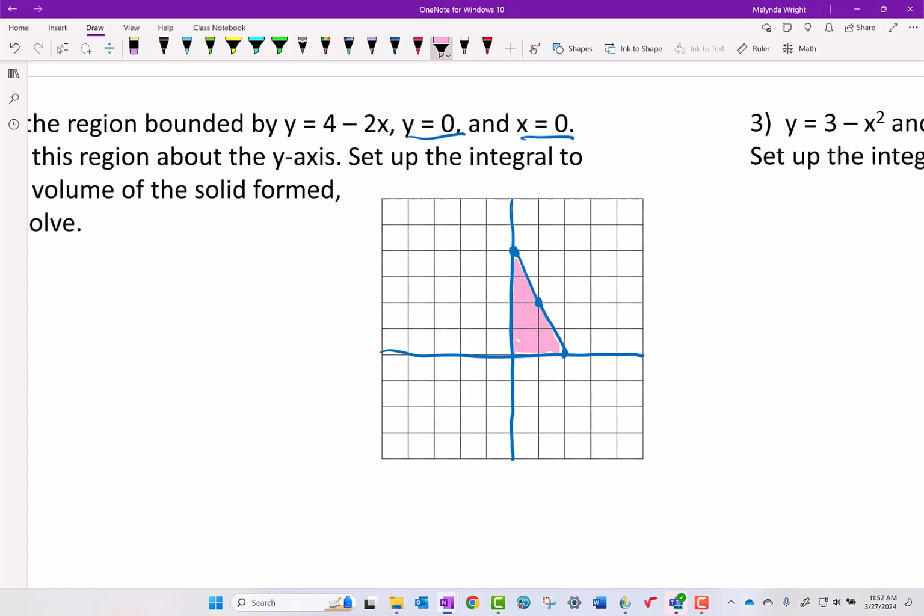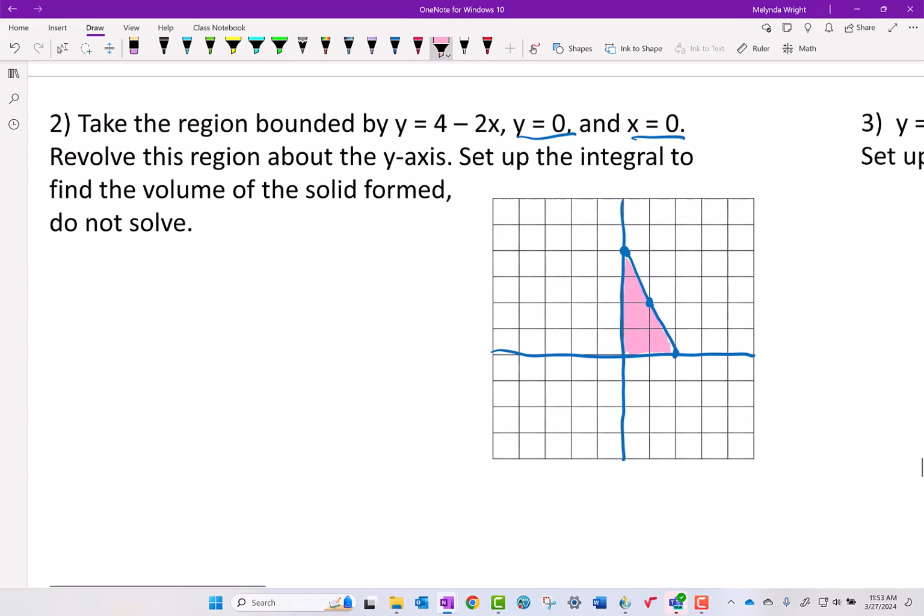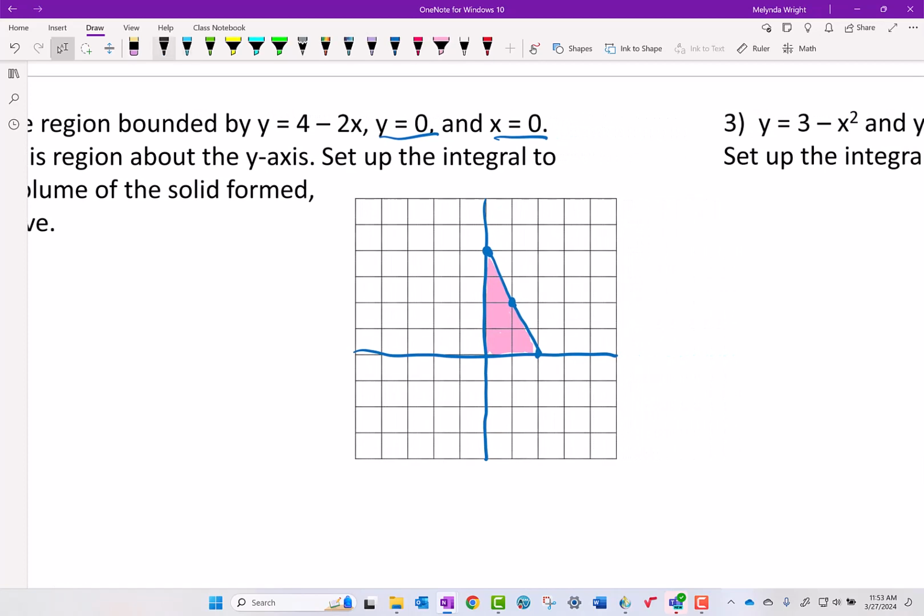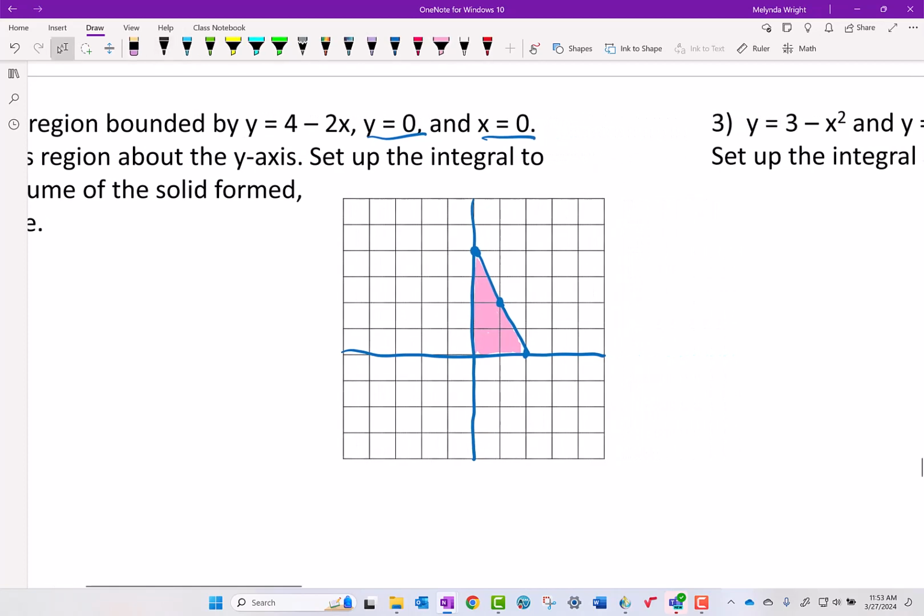Okay, let's see what they want us to rotate around. They want us to rotate about the y-axis. So what I would do is put a dotted line on the y-axis and then put my little circly thing right there on the y-axis. That's what I would do. Okay?